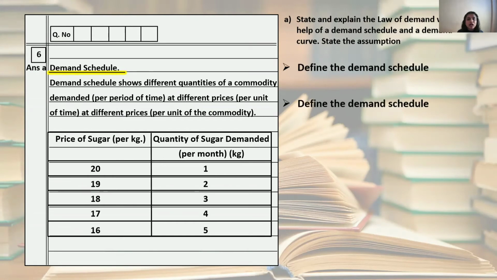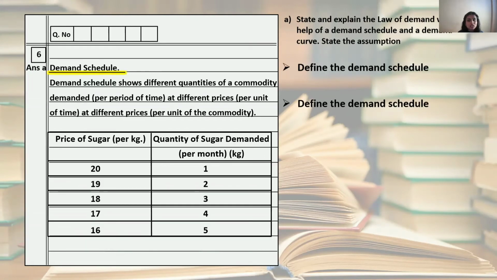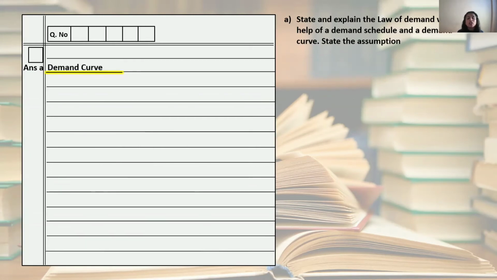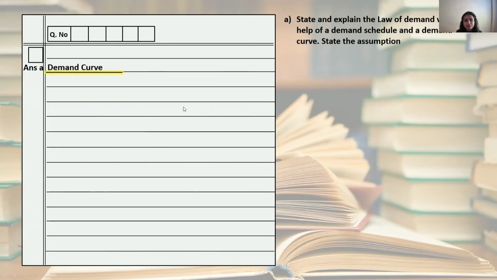Demand schedule, you have to write. You have to construct the table, right? You have to show the inverse relation between price and demand. So if you see, price is decreasing, quantity is increasing, right? This is an inverse relation between price and demand.